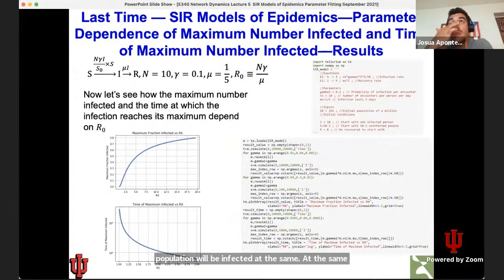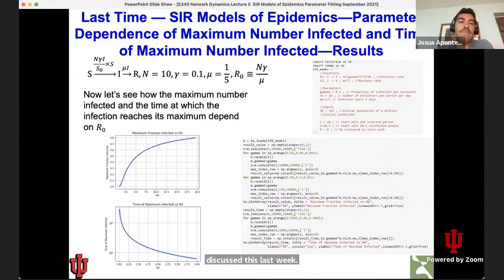Again, we discussed this last week. You certainly want to be prepared and have the resources to treat as many people as possible. But for example, we currently don't have the resources if, let's say, 80% of the population of the United States was infected at the same time with COVID. So it's important for us to know from a public health perspective what we should expect, given what we know about the transmissibility of the virus.